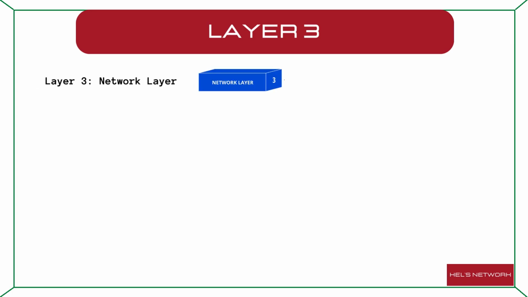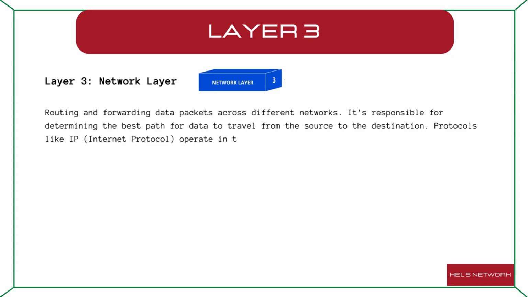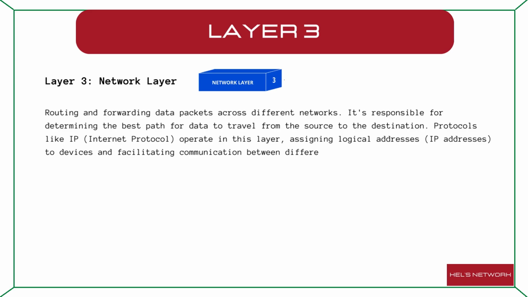The network layer focuses on routing and forwarding data packets across different networks. It's responsible for determining the best path for data to travel from the source to the destination. Protocols like IP, Internet Protocol, operate in this layer, assigning logical addresses, IP addresses, to devices and facilitating communication between different networks.